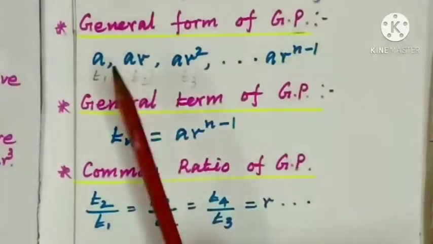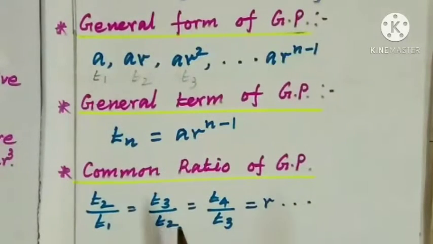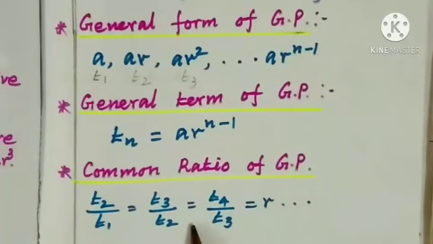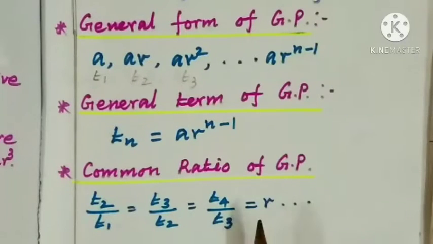Here, the ratio between any two consecutive terms of the geometric progression is always constant, and that constant is the common ratio of the given progression. It is denoted by the letter r.